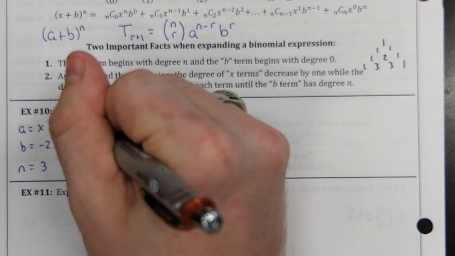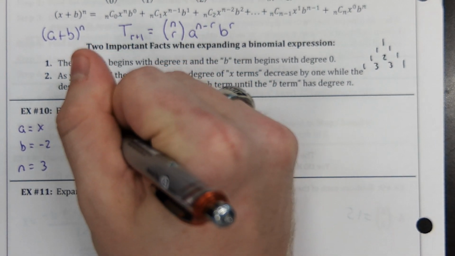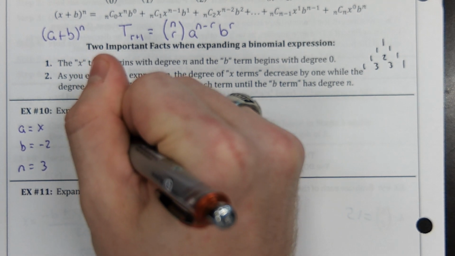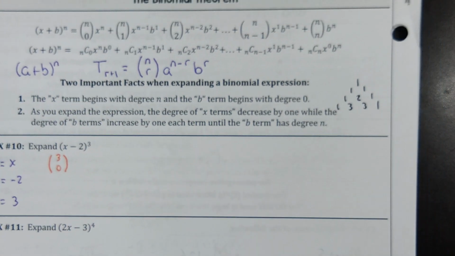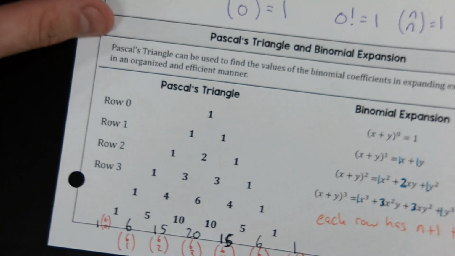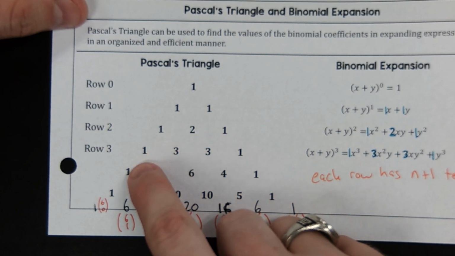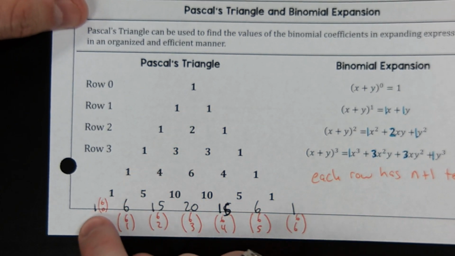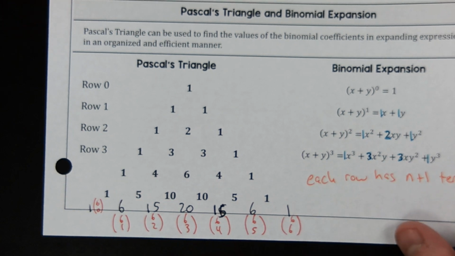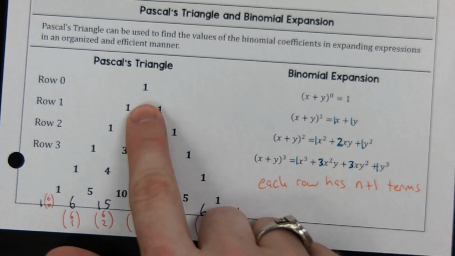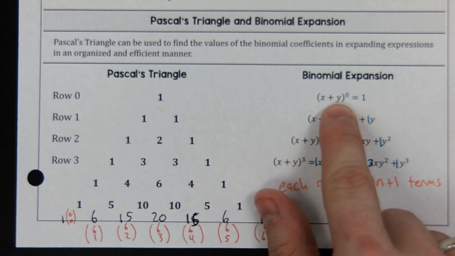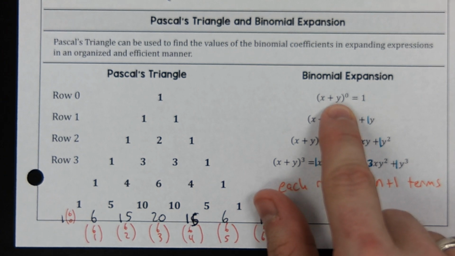The first term will be 3 choose 0. You always begin your expansion with n choose 0. 1 choose 0, 2 choose 0, 3 choose 0, 4 choose 0, 5 choose 0, 6 choose 0. Is row 0 because anything to the 0 is 1? That's why. Row 0 has a value of 1 because anything to the 0 equals 1.